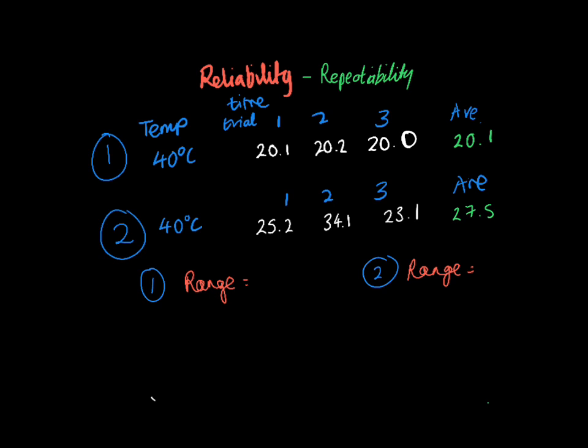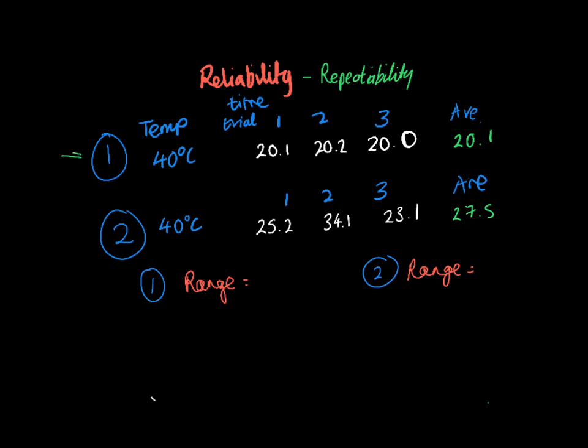Now, don't use absolute terms with this like I just did. We've got grades: very reliable, quite reliable, low reliability, not very reliable. So please use qualifiers when you're doing this. Okay, so I've put two sets of results here to use as an example.